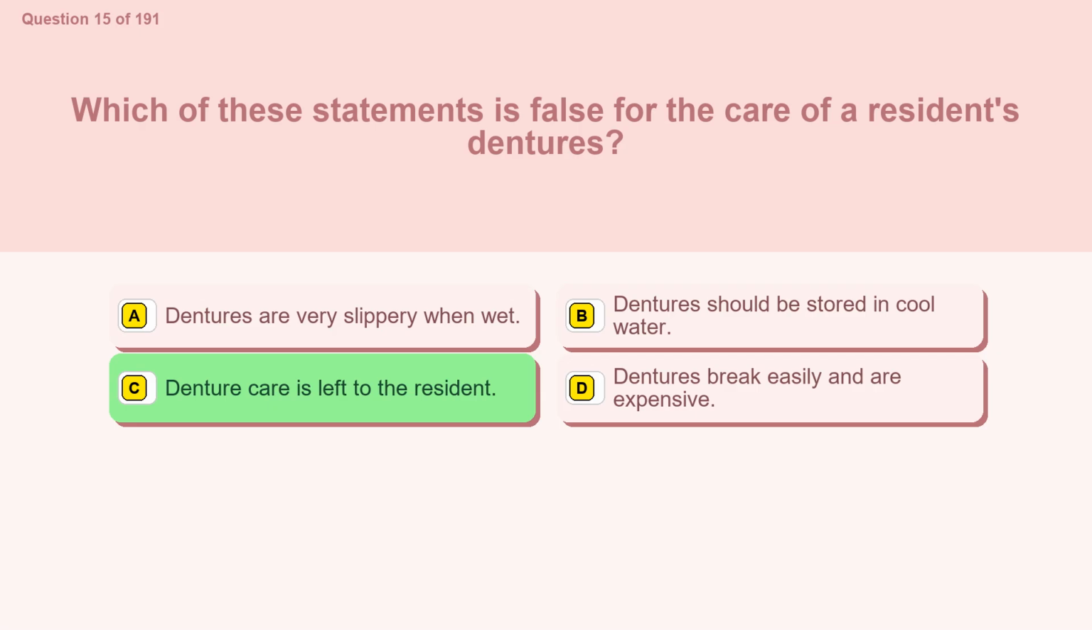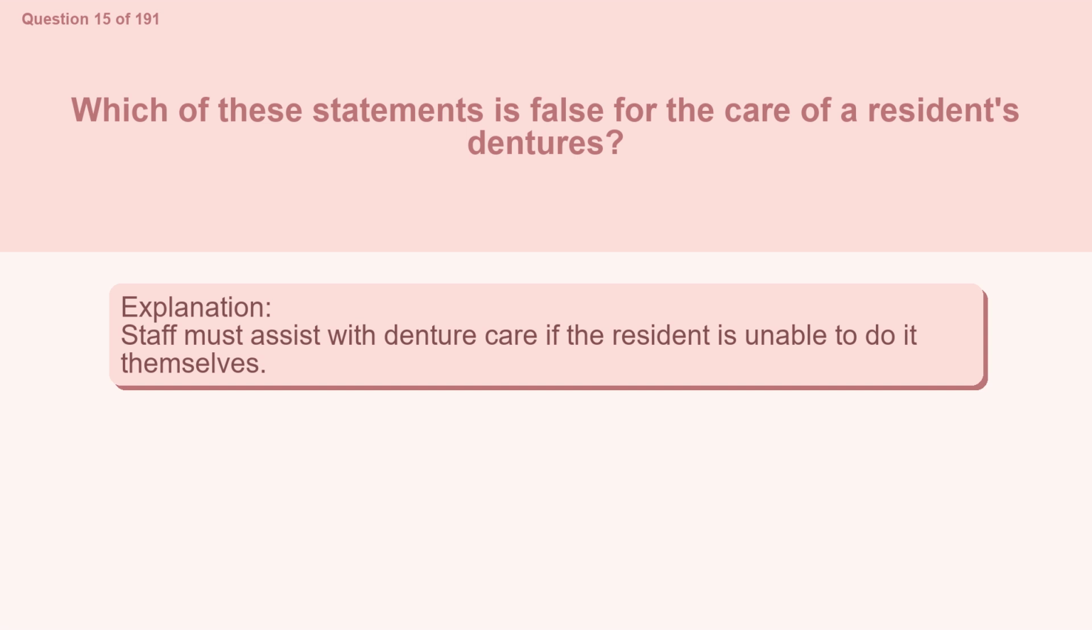The correct answer is option C. Denture care is left to the resident. Staff must assist with denture care if the resident is unable to do it themselves.